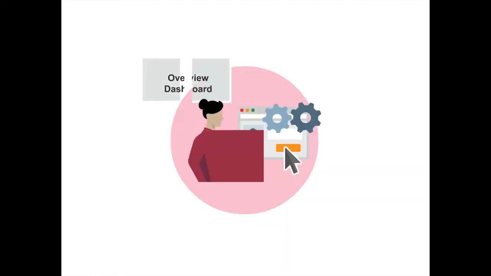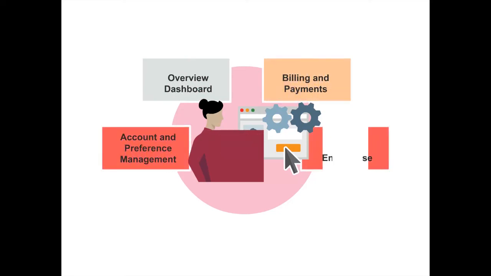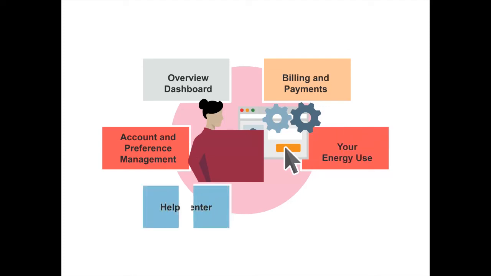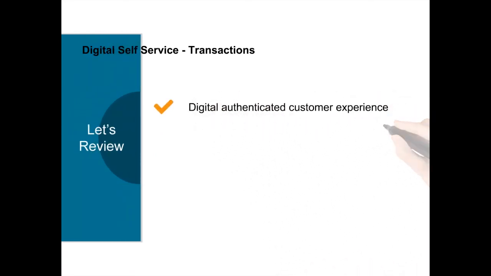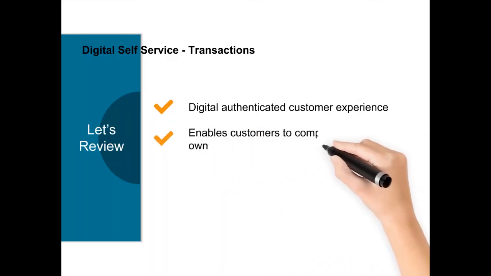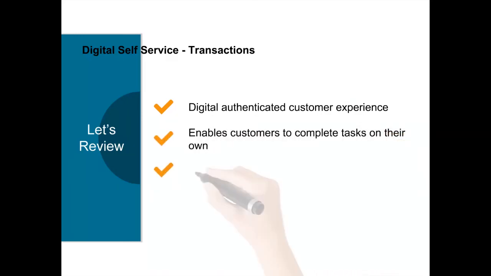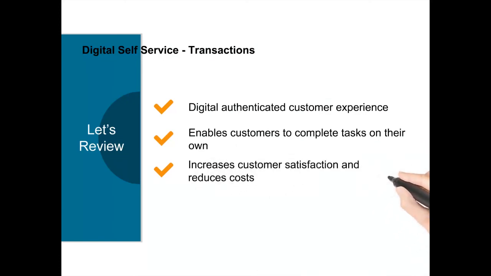That concludes our overview of the DSS transactions features. We've showed you how customers can serve themselves by viewing their information in an easy-to-use dashboard, update their billing and payment information, manage their account preferences, explore their energy usage, access the Help Center, and start, stop, and transfer utility services. And now you know that DSS Transactions is a digital, authenticated customer experience that enables customers to complete common utility-related tasks on their own, thereby increasing customer satisfaction and decreasing the costs associated with servicing these customers.